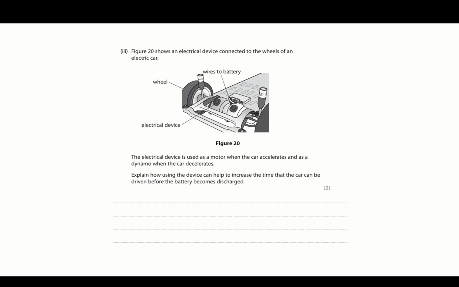On to the next one. Figure 20 shows an electrical device connected to the wheels of an electric car. When the car accelerates, it acts as a dynamo. So what I've got now is something spinning around, so some magnets or a coil of wire spinning around, and this is going to induce a current or a voltage. So explain how the device can be used to increase the time that the car can be driven.